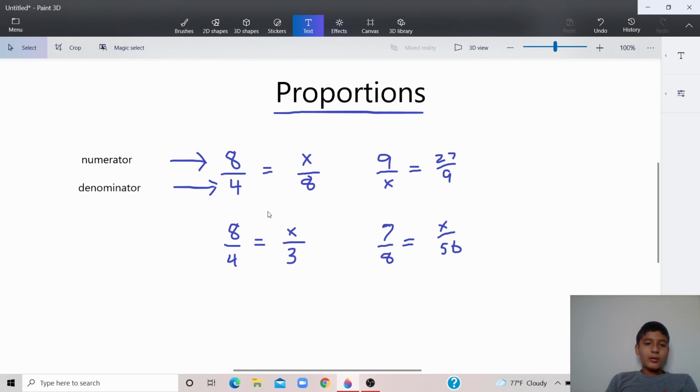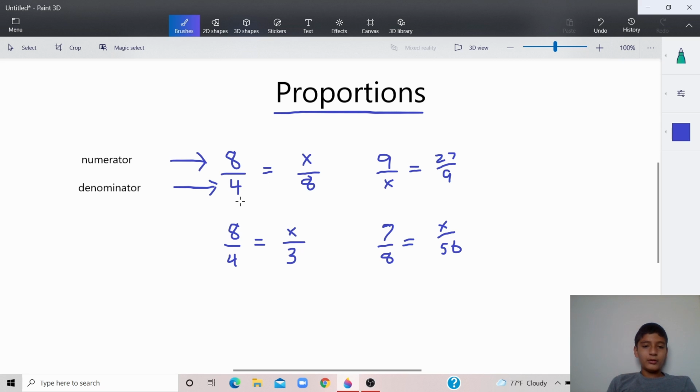Now, how are we supposed to solve for x in this problem? You might say, oh, that's impossible because you have to know what x is. But no, there is a way to solve for it. In this case, we have 8 over 4 equals x over 8.